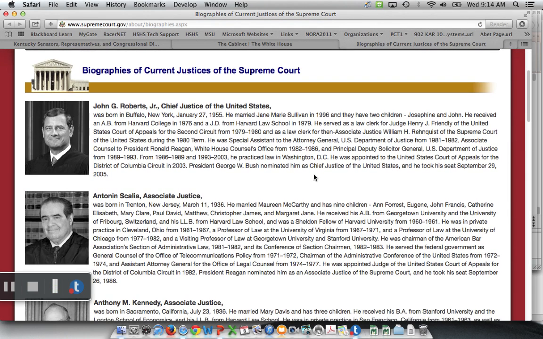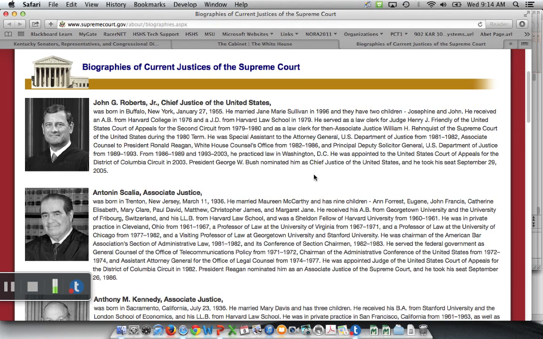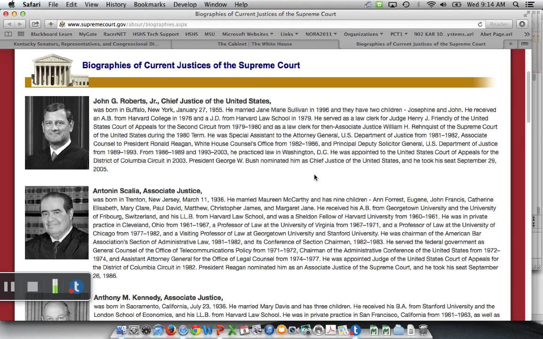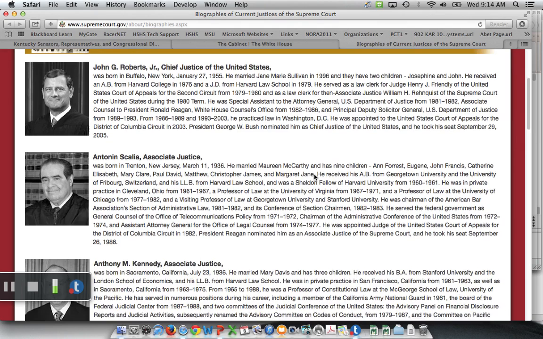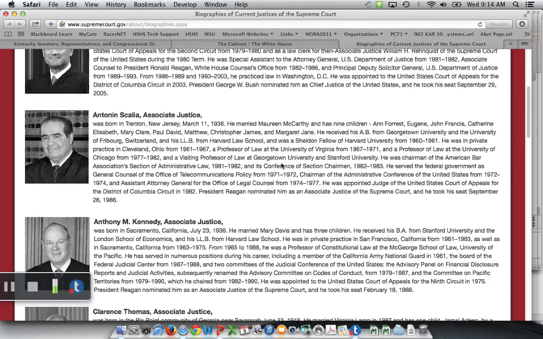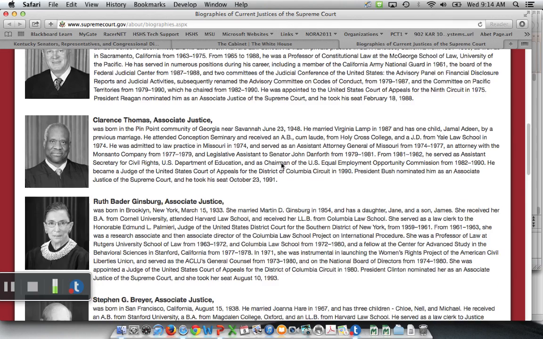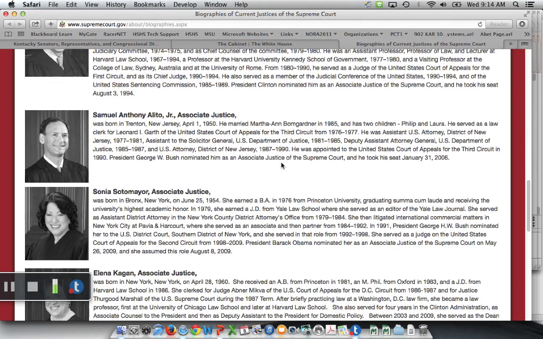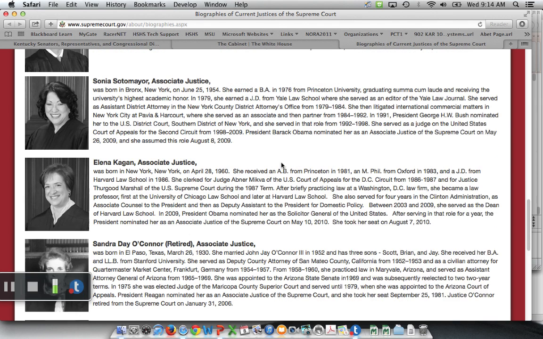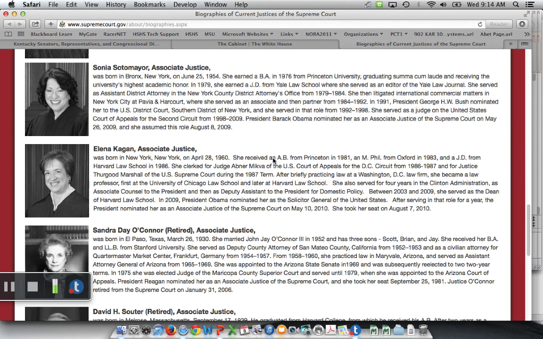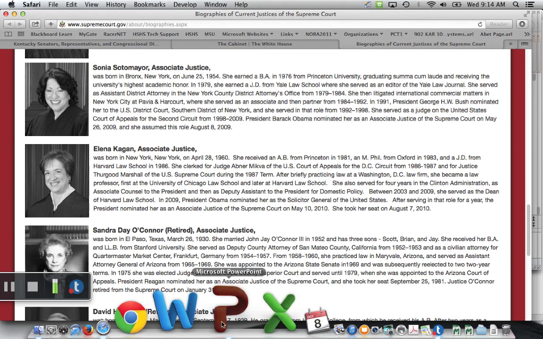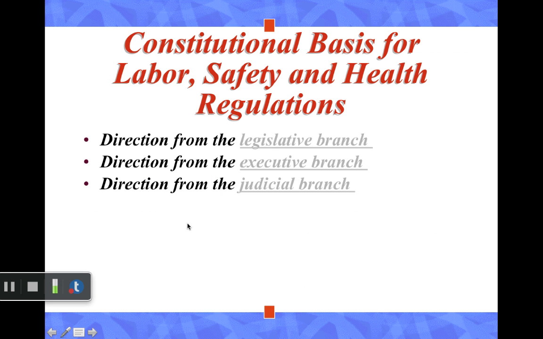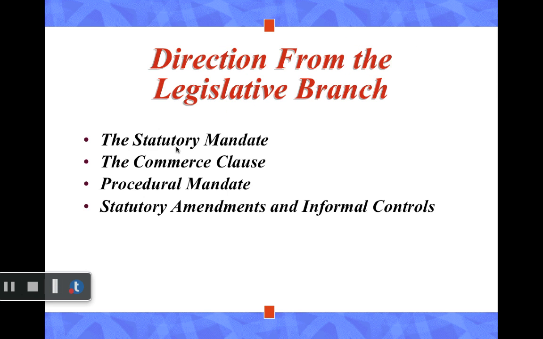The Chief Justice is John Roberts. He was appointed by George W. Bush as Chief Justice. Antonin Scalia is Associate Justice. Anthony Kennedy, Clarence Thomas, Ruth Bader Ginsburg, Stephen G. Breyer, Samuel Alito, Sonia Sotomayor, and Elena Kagan are all currently members of the United States Supreme Court. And we will be discussing a few cases that have gone before the United States Supreme Court dealing with OSHA during the course of the semester.